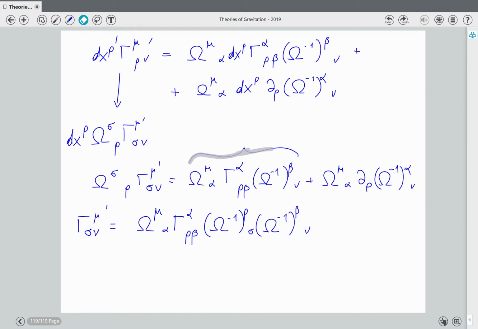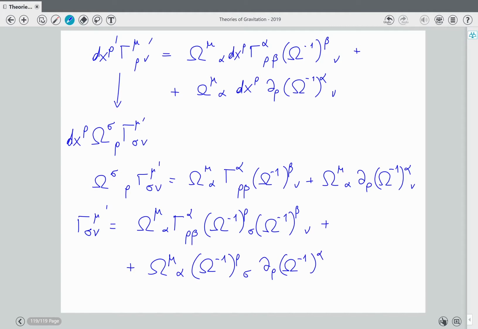Okay, but there is an additional part which will be what you obtain by copying this: omega mu alpha, omega minus 1 rho sigma, partial rho omega minus 1 alpha nu. So if gamma were a tensor, it would transform just with the first piece. There is a second piece, but the second piece doesn't depend on gamma, and so in the difference it disappears. Basically, this is the idea, but let's check.